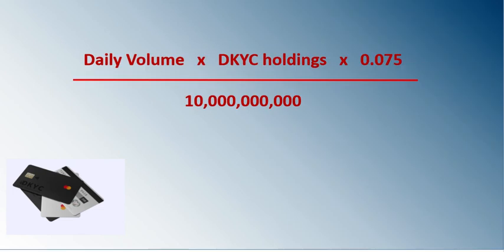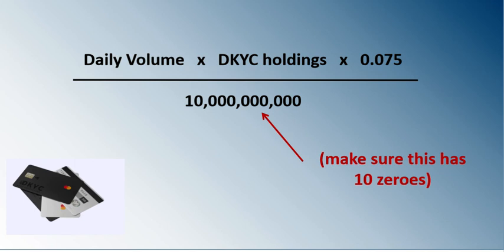So the equation is very simple. You're going to take your daily volume and multiply it by your DKYC holdings. You multiply that by 0.075, and then you're going to divide that by 10 billion. Please do make sure that your 10 billion has 10 zeros. Otherwise, you're going to be just jumping for joy because you'll have a huge number. So yeah, you want 10 billion, 10 zeros.